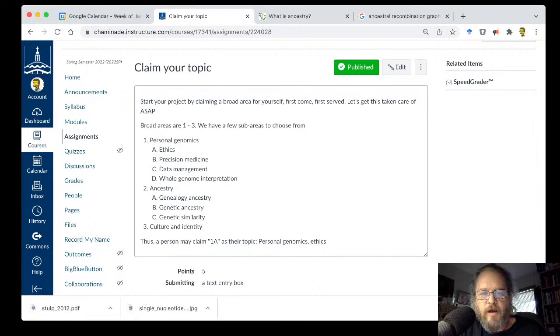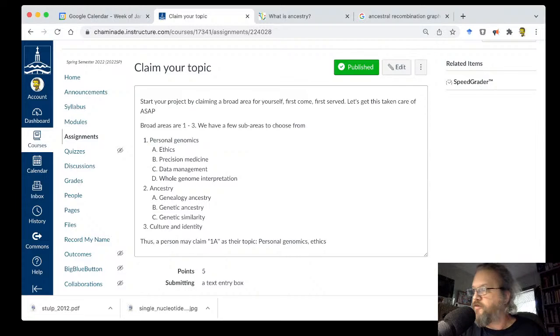So I broke it down for the sake of discussion into 3 general areas. So personal genomics, ancestry, and then culture and identity as it pertains to this topic of personal genomics, ancestry, however you want to put it, right? And so what I'm asking you to do is to claim an area. So all you've got to do is choose one of these.